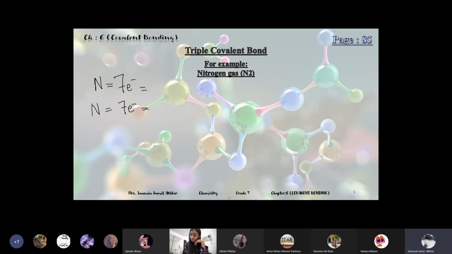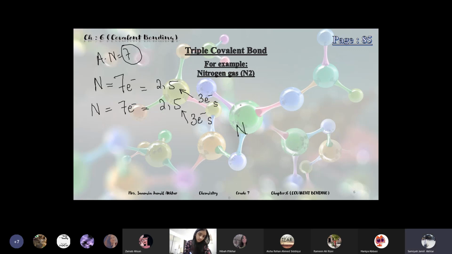So nitrogen has a total of 7 electrons. Its atomic number is 7. You can confirm it from the periodic table also. Its configuration is 2,5. And the complete second shell has 8 electrons. So each nitrogen needs 3 electrons to be completed. Right? 3 electrons.